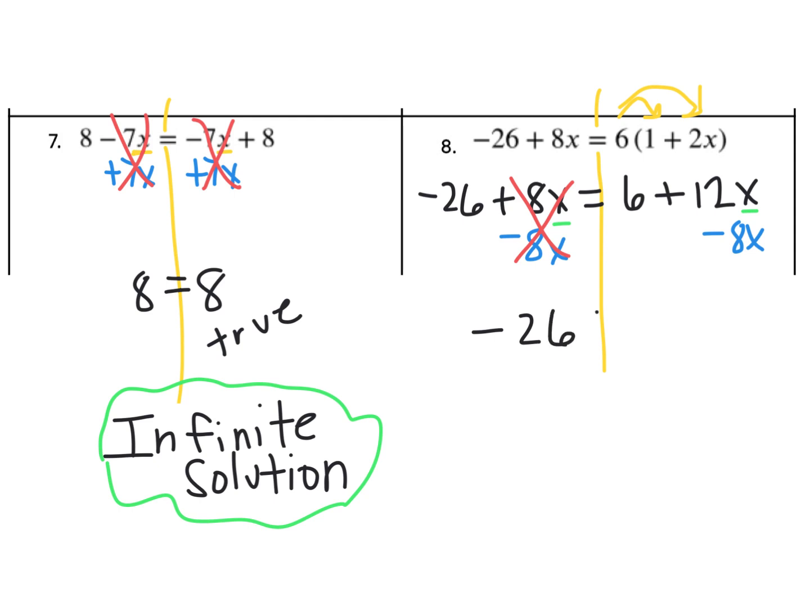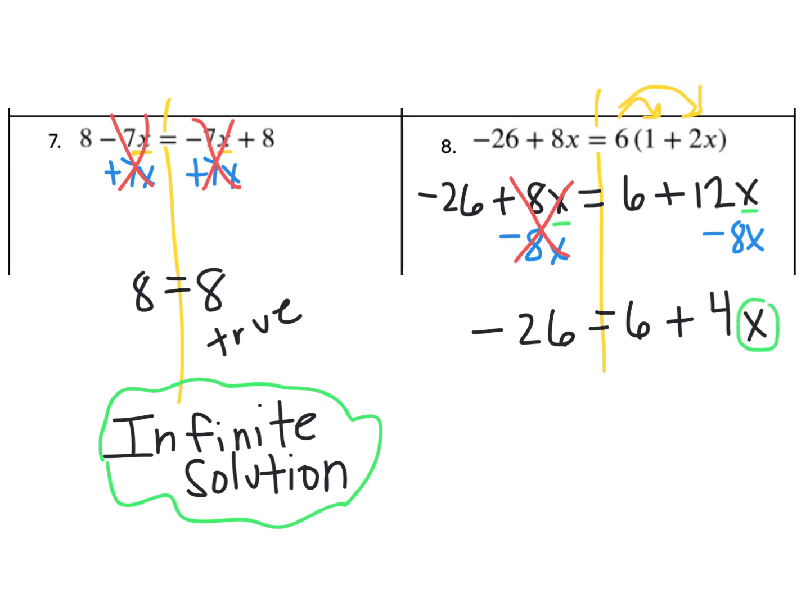So on the left side, I have negative 26. On the right side, I have 6 plus 4x, because 12x minus 8x is 4x. Okay, we got it down to a standard two-step equation. So next we need to isolate the variable.